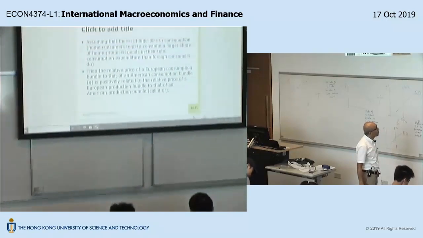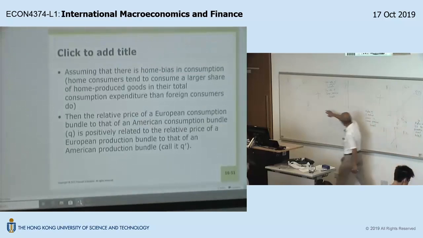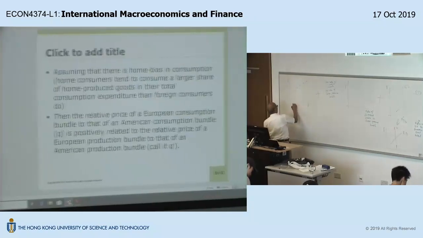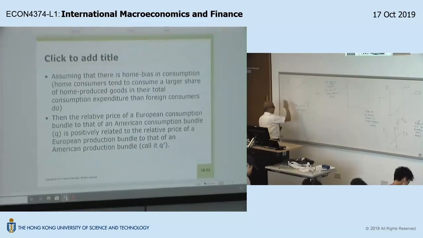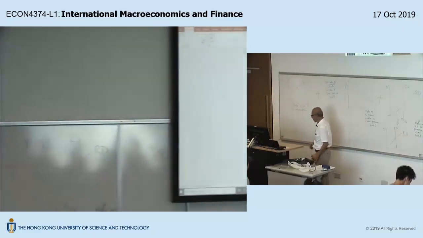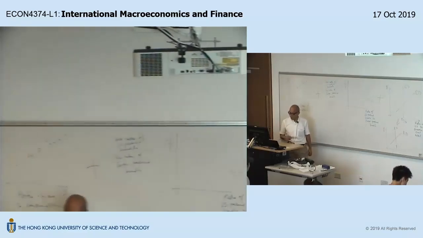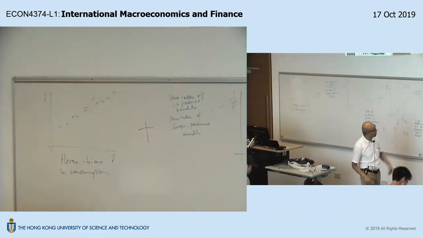Then the relative price of the European consumption bundle is possibly correlated. Just this one. This will be home bias. This says home bias in consumption. They are not the same, but they are positively correlated. So, in other words, this is basically what I showed in the PDF files, right?